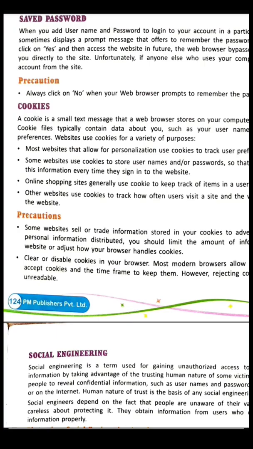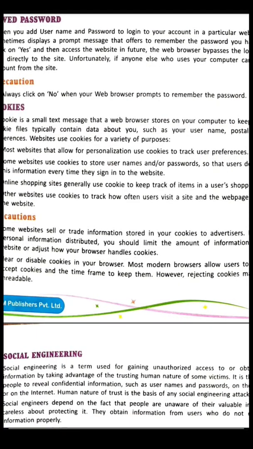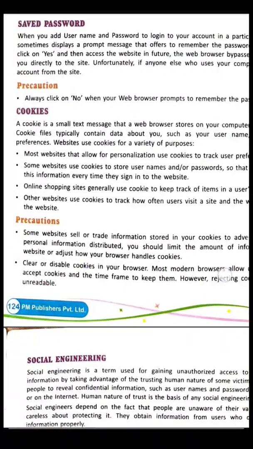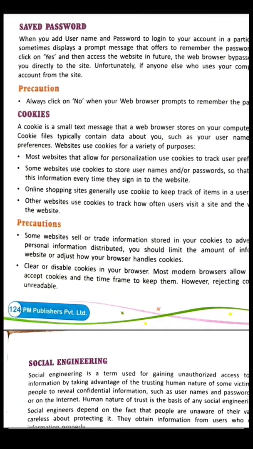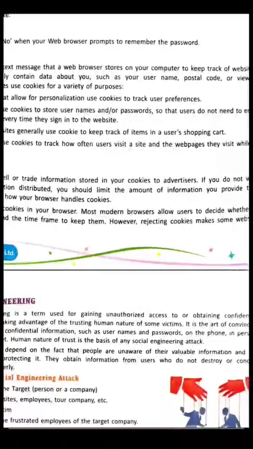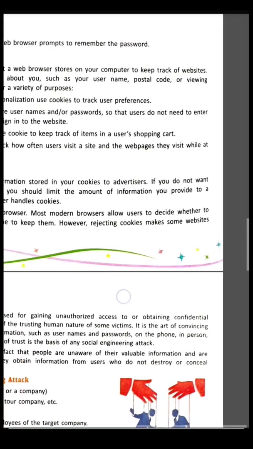And the last is other websites use cookies to track how often a user visits a site and the web pages they visit within a website. So in other words, we can say that cookies are used to keep track of the user preferences or user information. So precautions here are given. You can disable the cookies in the web browser, or it is up to you whether you want to accept the cookies or reject the cookies.